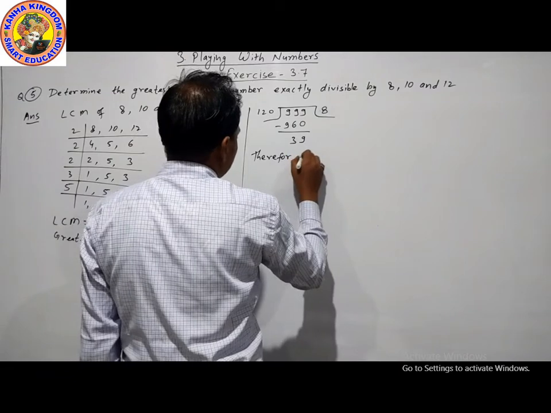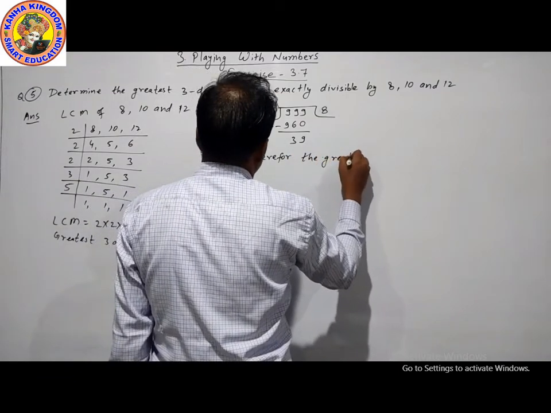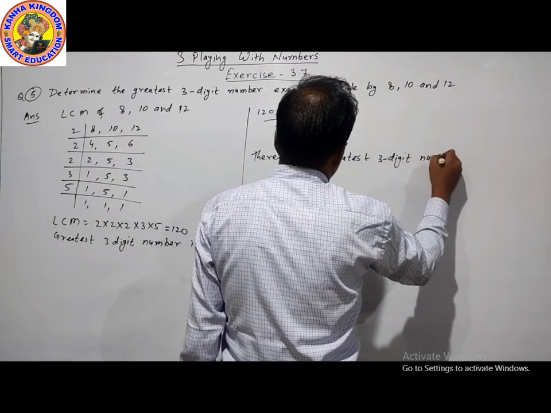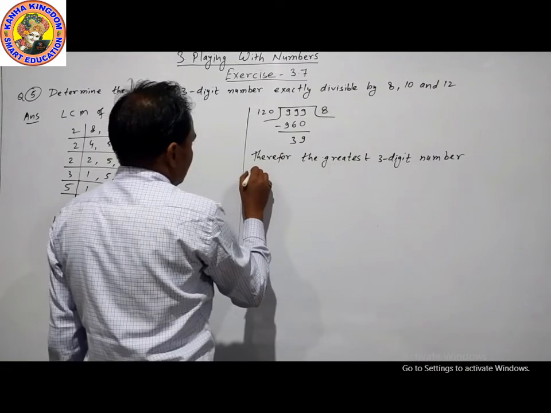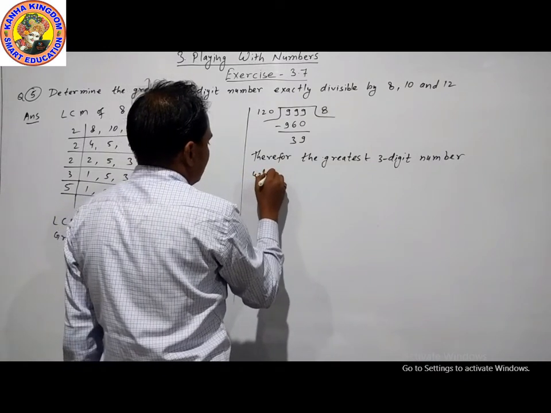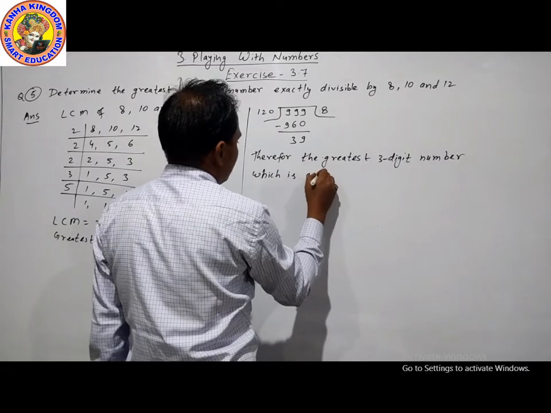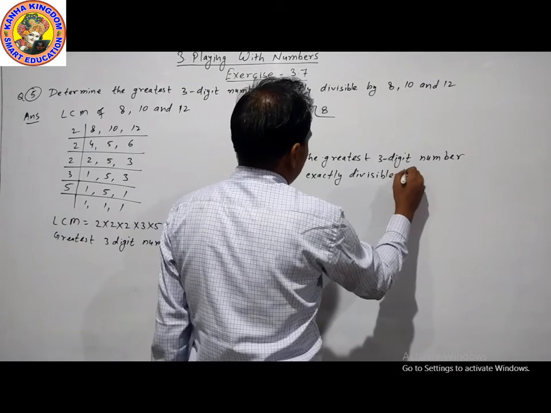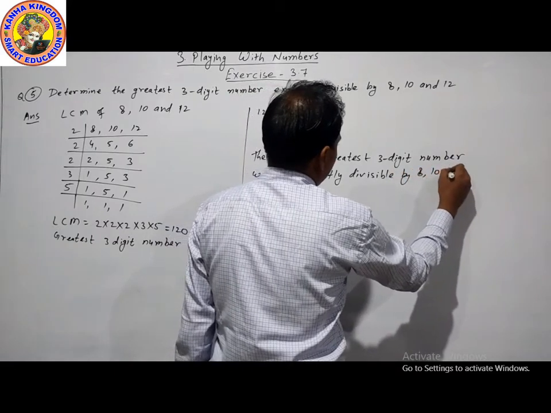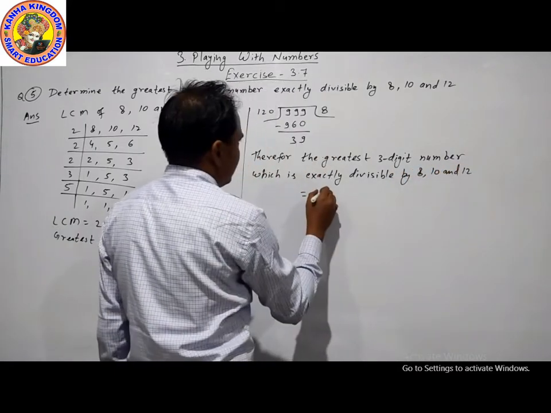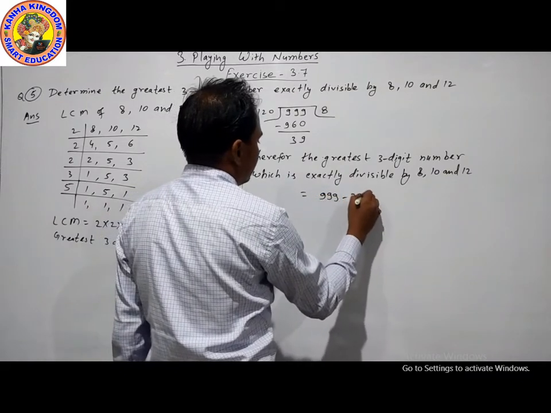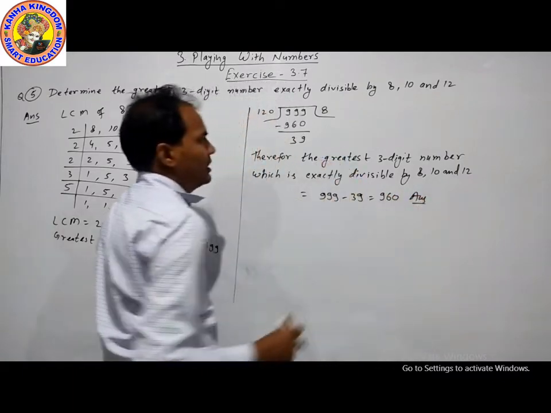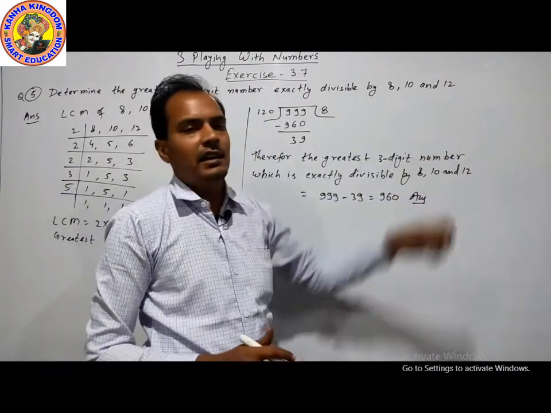Therefore, the greatest 3-digit number which is exactly divisible by 8, 10 and 12 is 999 minus 39. The answer is 960. The 960 is divisible by 8, 10 and 12.